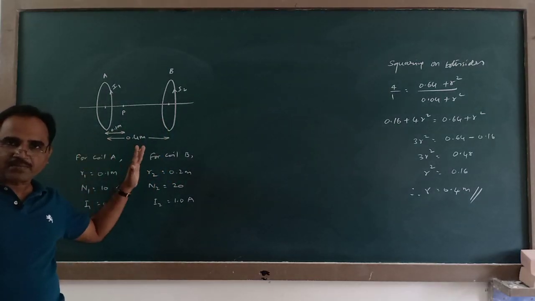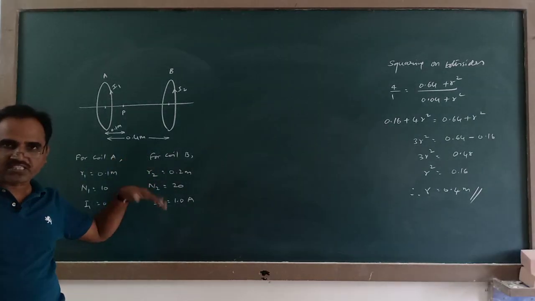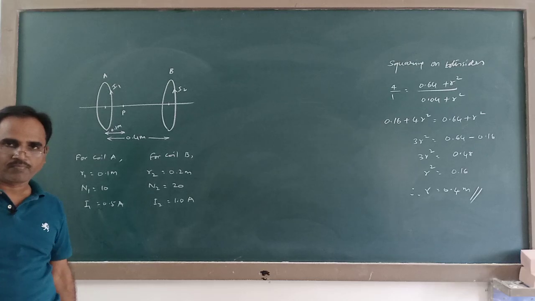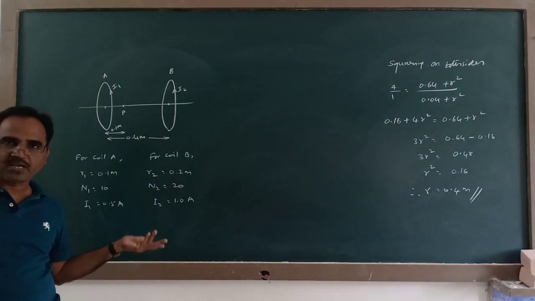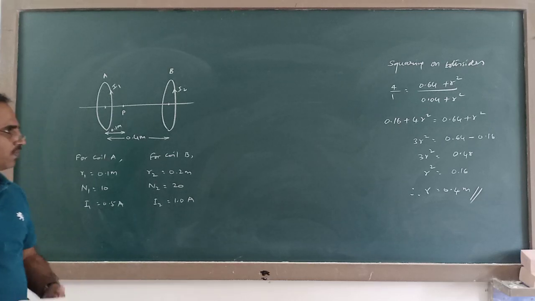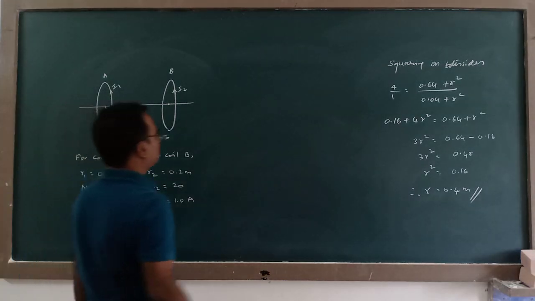If the currents are in the same direction, magnetic fields will also be in the same direction, so the resultant field will become B1 plus B2. If the currents are in opposite direction, the resultant field will become B1 minus B2. So first you calculate this B1 and B2.